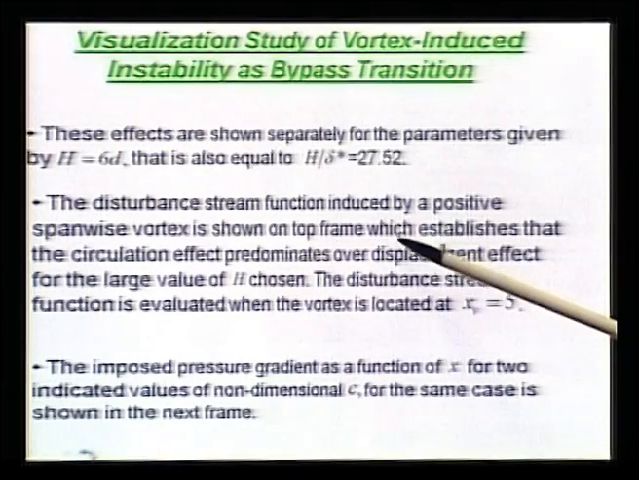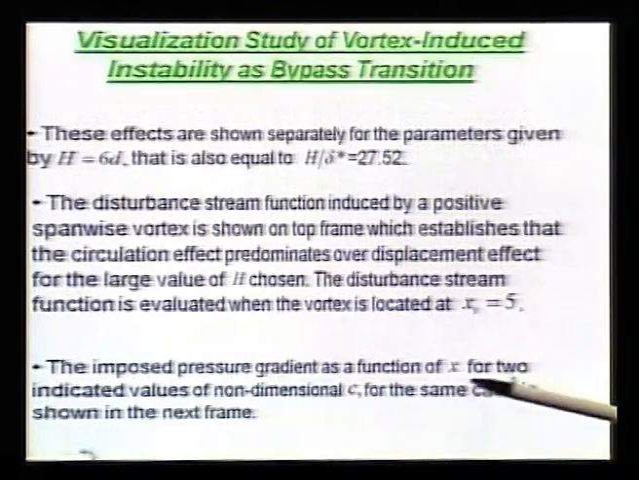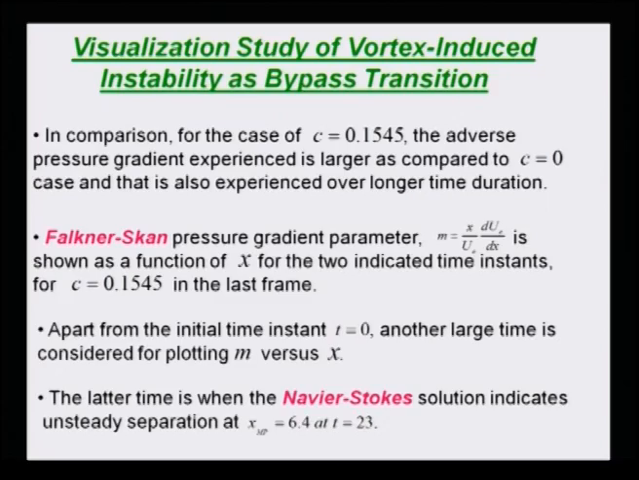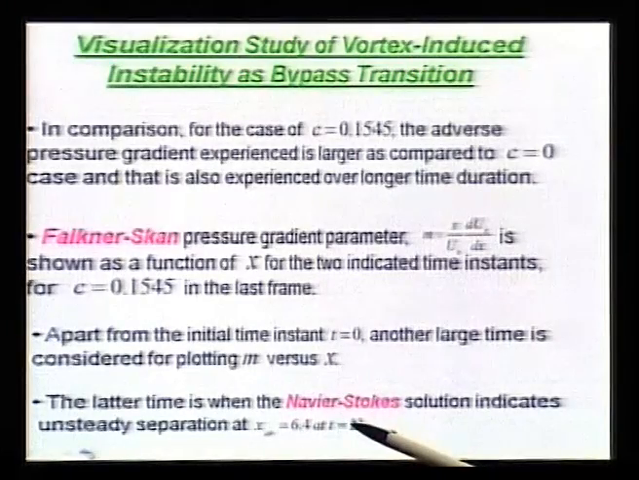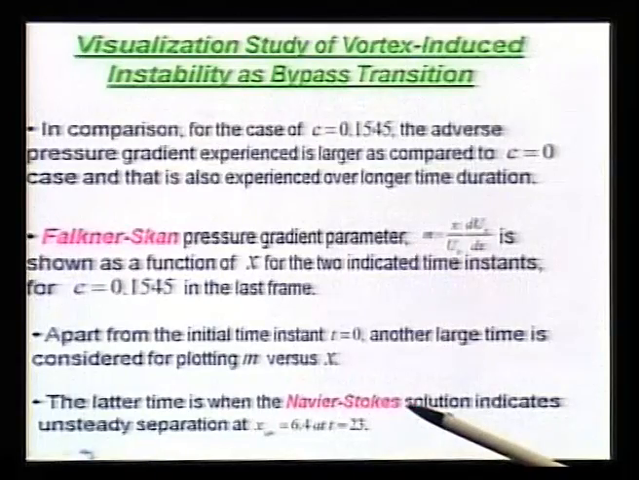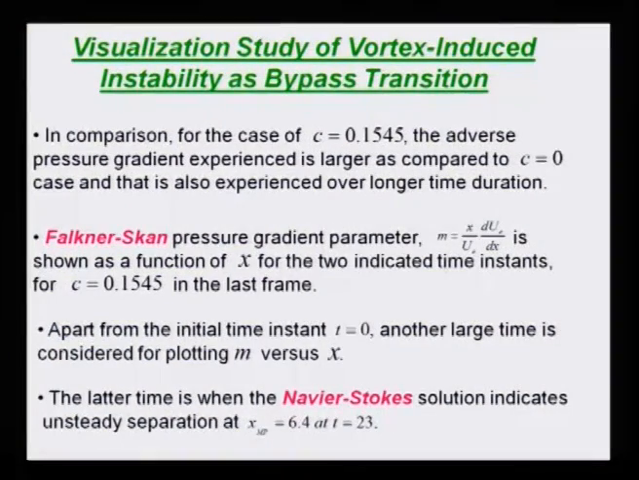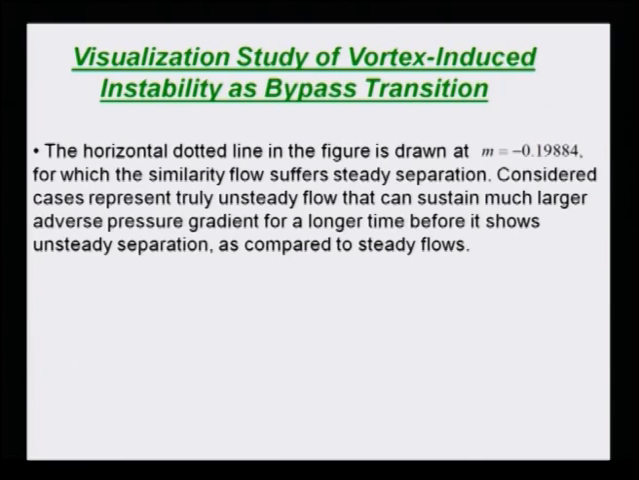We have talked about all this, we have seen all this before. So, what we are now going to do is talk about the case where we compute the Navier-Stokes equation, at t equal to 23 at this location we saw the unsteady bubble start forming, unsteady separation start forming. This is what we call the primary instability, and in the following we are going to show some computational results of it.